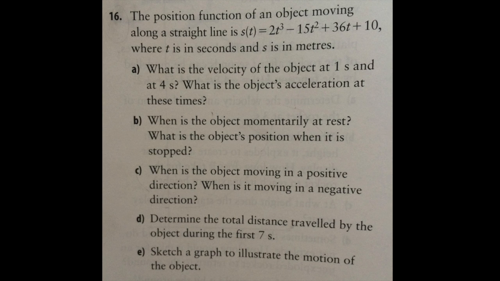B. When is the object momentarily at rest? What is the object's position when it is stopped? C. When is the object moving in a positive direction? When is it moving in a negative direction? D. Determine the total distance traveled by the object during the first 7 seconds. And lastly, E. Sketch a graph to illustrate the motion of the object.